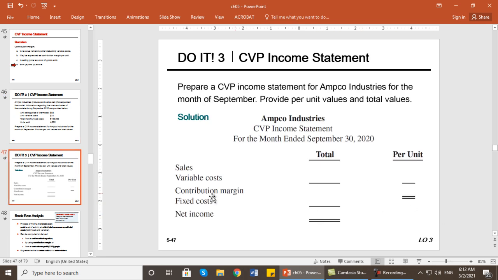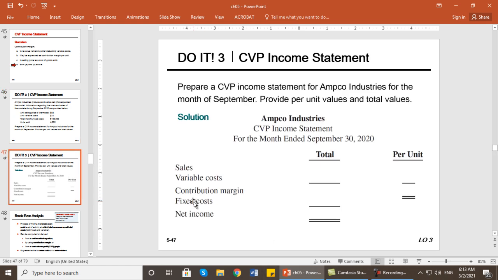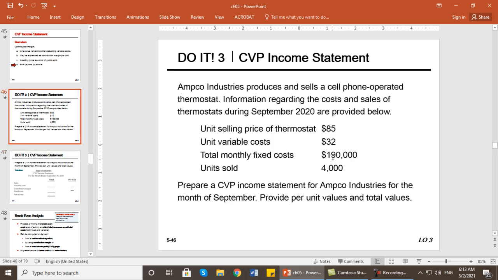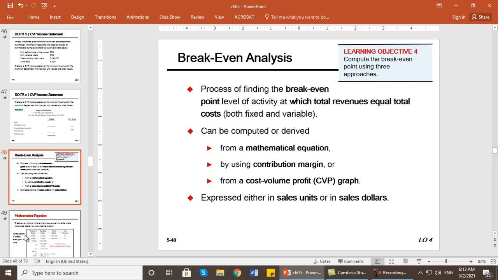Then we calculate contribution margin as a total and per unit. Per unit will be 85 less 32 equals $53. Then from contribution margin we deduct total monthly fixed cost 190,000. We reach net income. The break-even analysis will be in the next recording.